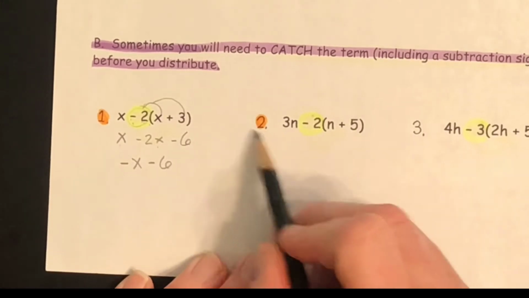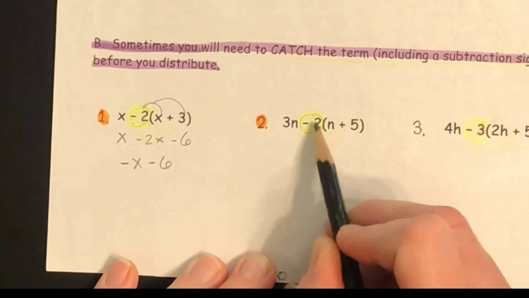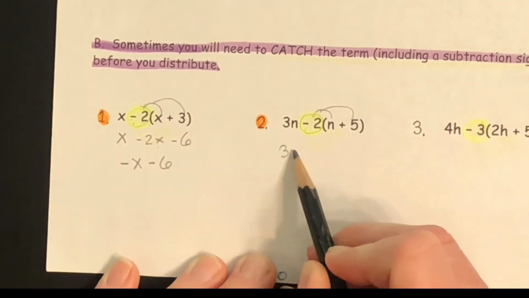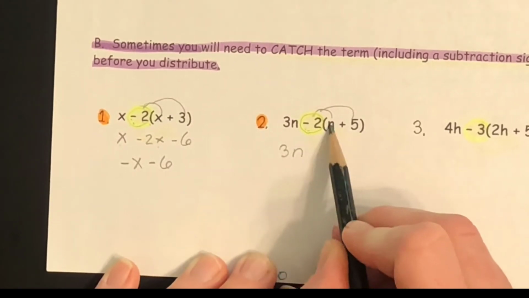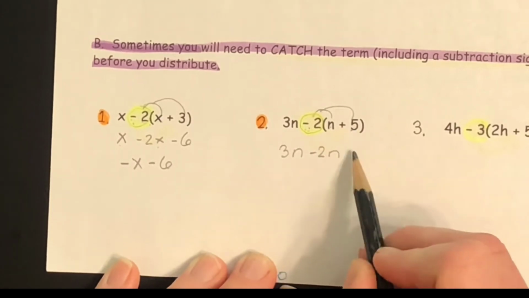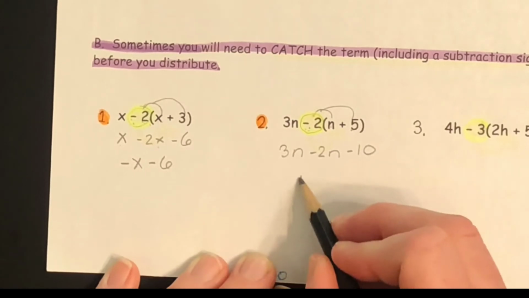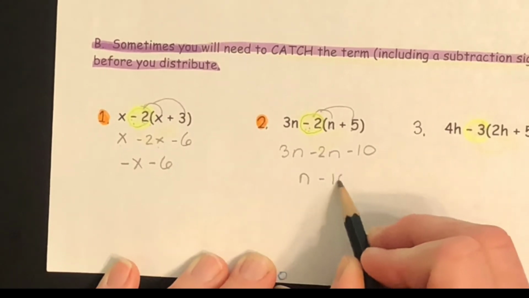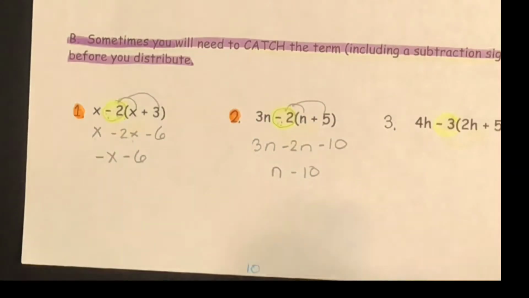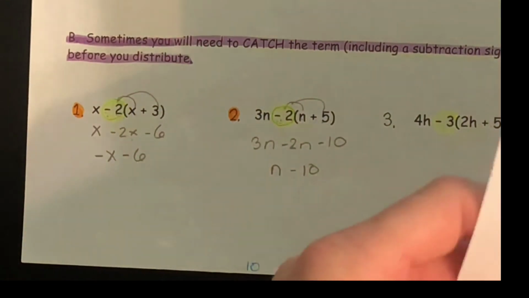So once again, we'll practice. You will catch the minus sign. So you will distribute the -2. So 3n. Now I'll distribute. -2 times n is -2n. -2 times +5 is -10. Once again, I've got terms to combine, so I have n minus 10. I'd like to see you do number 3 on your own. And let's move on.